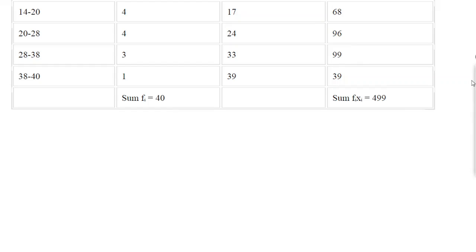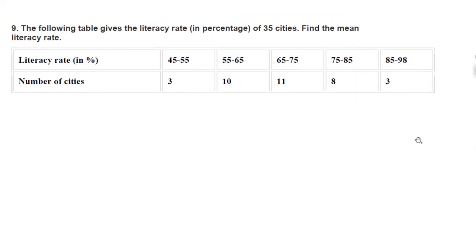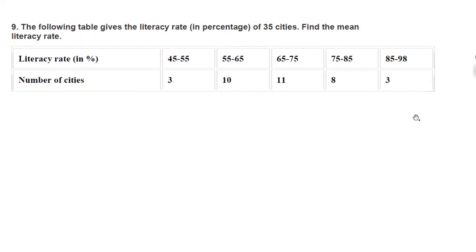Now we'll move to the next question. So this is the last question. Here you have the following table gives the literacy rate in percentage of 35 cities. Find the mean literacy rate.